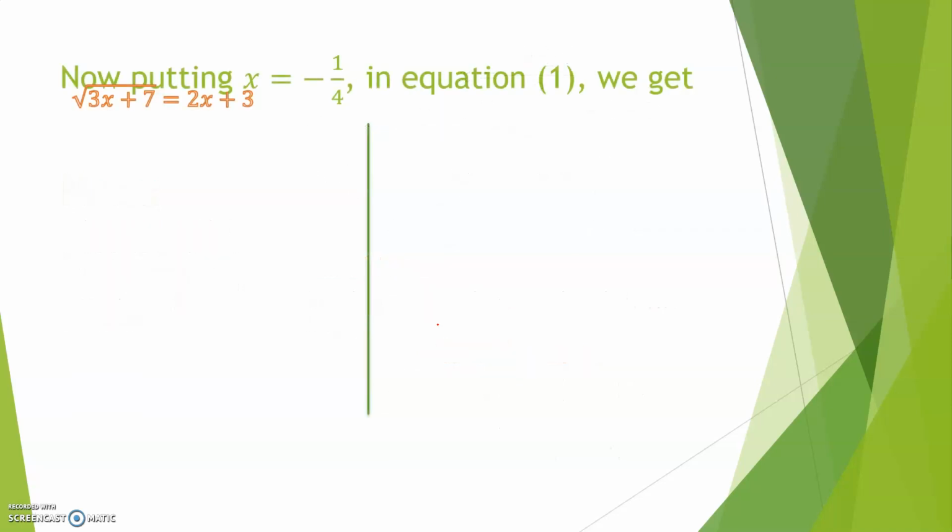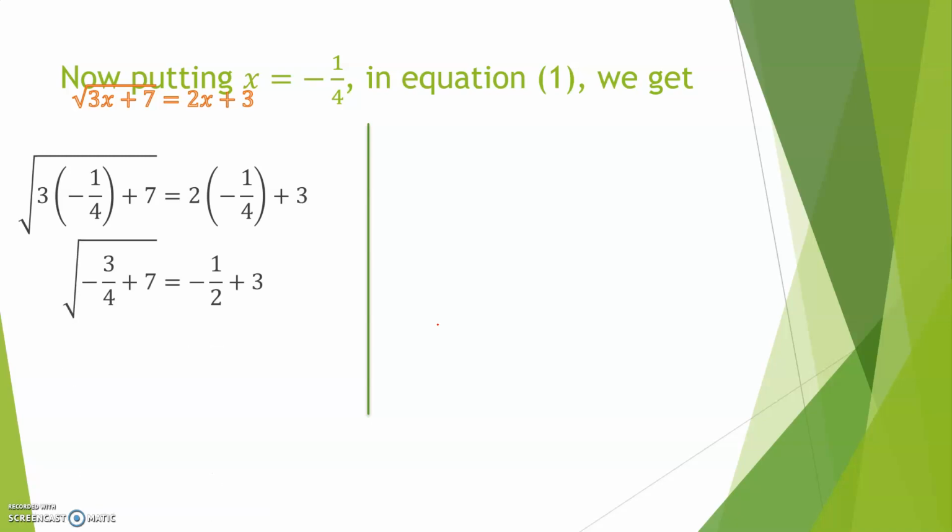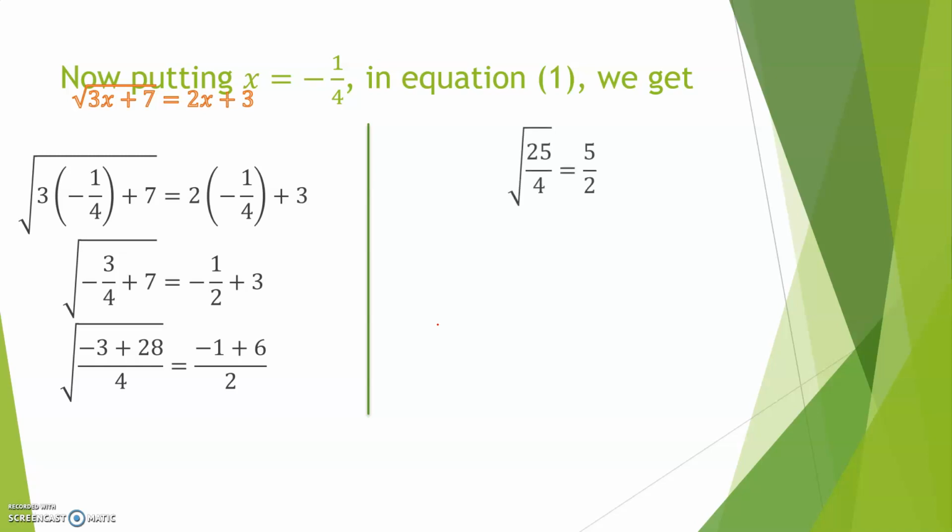Now putting x is equal to minus 1 over 4 in the equation 1, we get square root of 3x plus 7 is equal to 2x plus 3. That is the equation 1. After simplification or putting value of x, we will get square root of 3 into minus 1 over 4 plus 7 is equal to 2 into minus 1 over 4 plus 3. Again simplifying and get square root of minus 3 over 4 plus 7 is equal to minus 1 over 2 plus 3. Now we will take LCM to simplify the required equation. So we will get square root of minus 3 plus 28 over 4 is equal to minus 1 plus 6 over 2. Again simplifying and get square root of 25 over 4 is equal to 5 over 2.